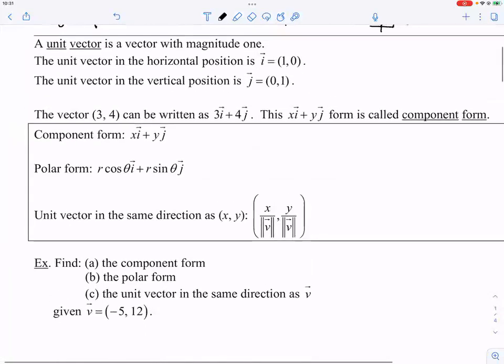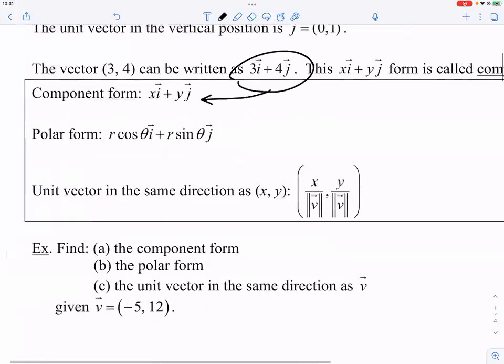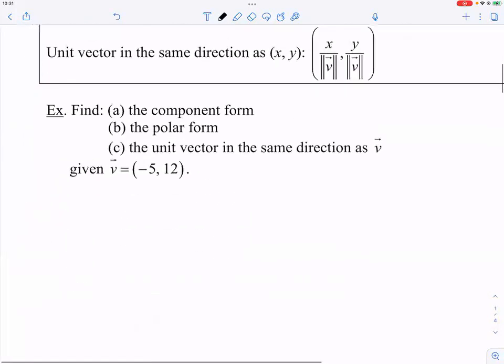So here, component form. Okay, so this is your component form. You see there's an i, a j. If you do 3-dimensional, we have a k, ijk. It's the same as x, y, z directions. The x direction is your i, the y direction is your j. And then for the polar form, you have to find out the r and the theta. So we'll walk through those with the following example here.